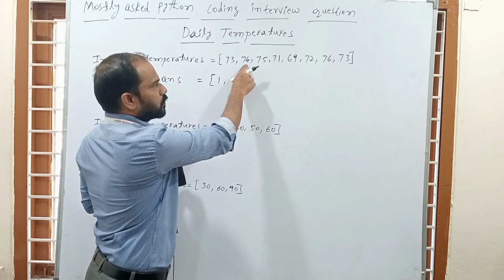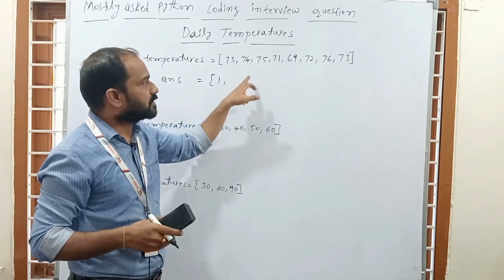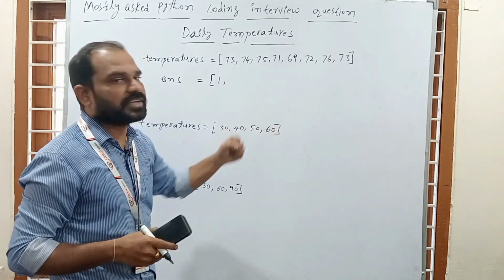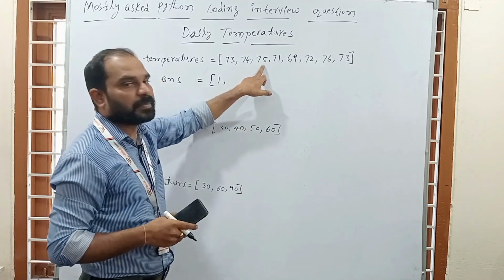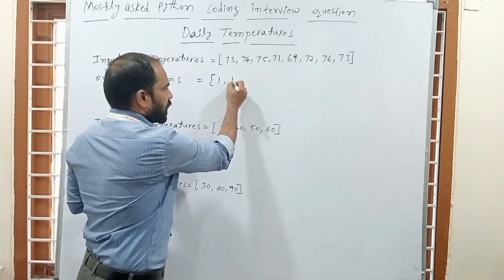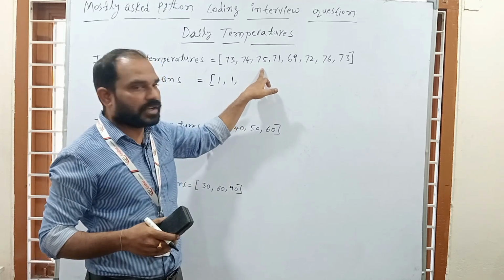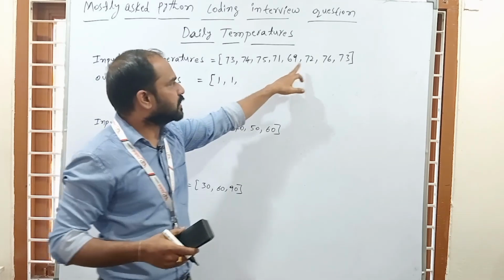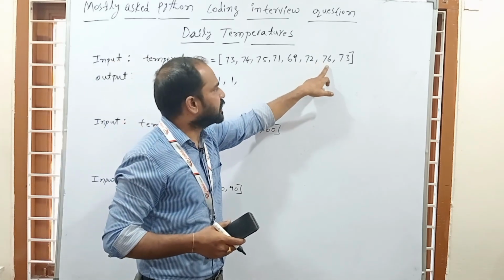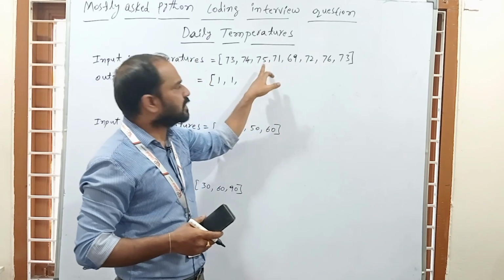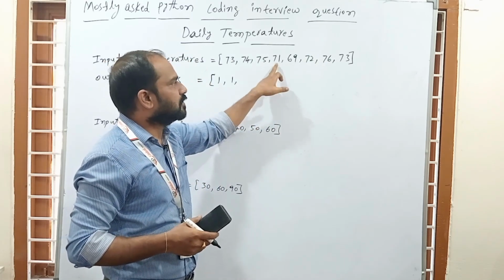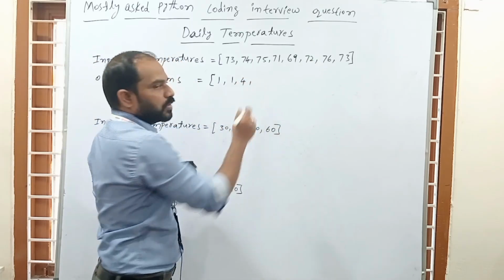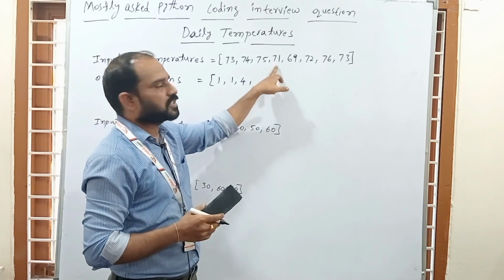When we append the answer for this temperature, we need to check how many days we need to wait to get a hotter temperature. The next day temperature is 75, so we wait 1 day. For the next one, the following temperature is 71, not hotter. 69, not hotter. 72, not hotter. 76, yes, this is greater, but how many days do you need to wait? 1, 2, 3, 4. So here you need to store 4 in the answer array, and then check the next temperature.